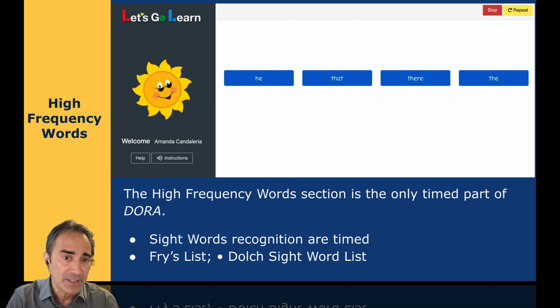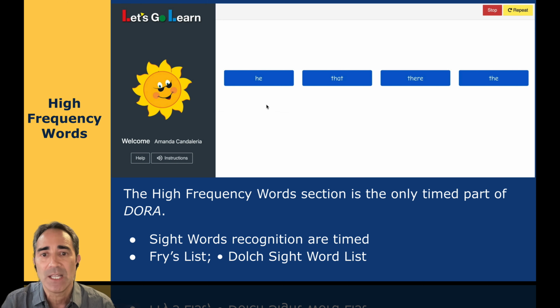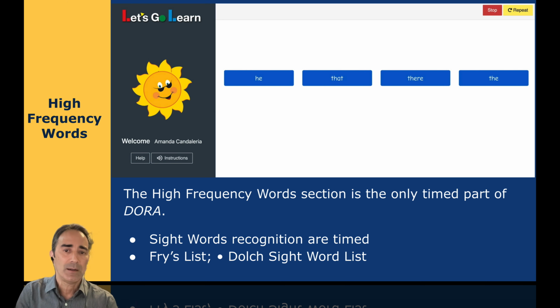And it turns out that this is what we also assess. So high frequency words. In English, a lot of words are not decodable, right? And you don't want students to decode them. So words are so common that you don't want someone to take the time to sound them out. You want them just to immediately recognize it. And so that's what we call high frequency words.